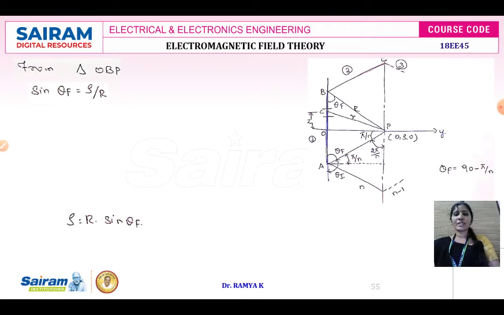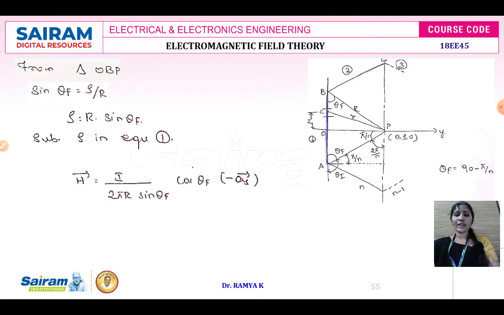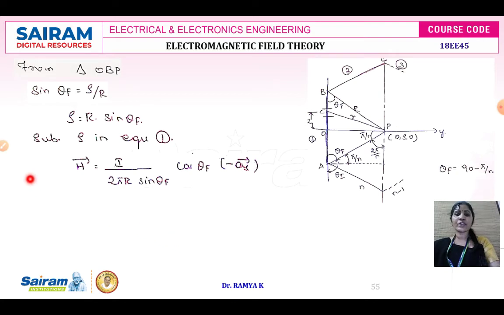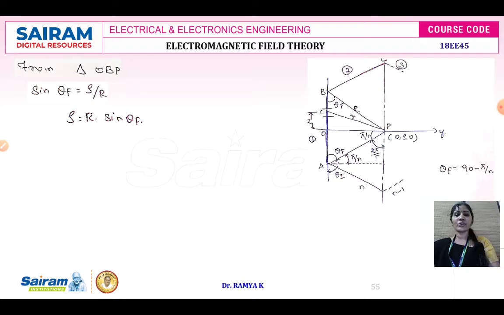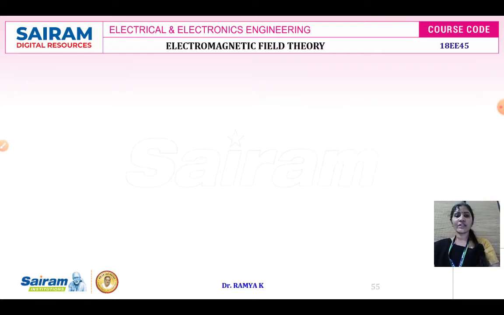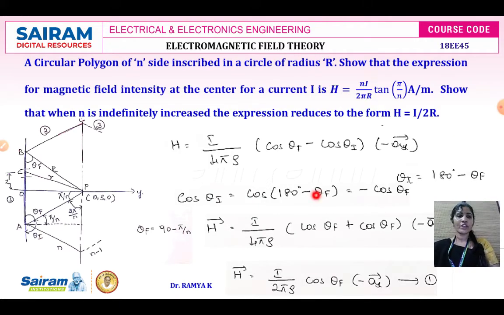Therefore, for one side, the value of the magnetic field intensity is I divided by 2 pi r sin theta f into cos theta f. Cos theta f by sin theta f is nothing but tan theta f. What they have asked us to derive here is for an n-sided polygon. We have to prove that it is going to be ni divided by 2 pi r tan of pi by n.